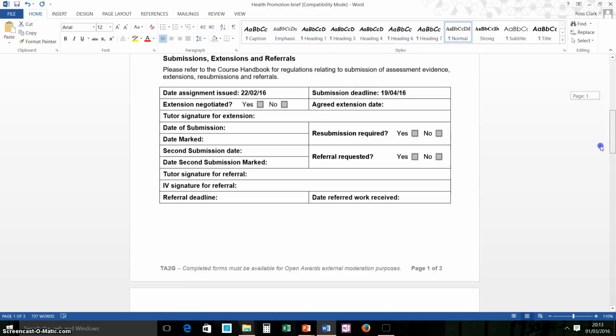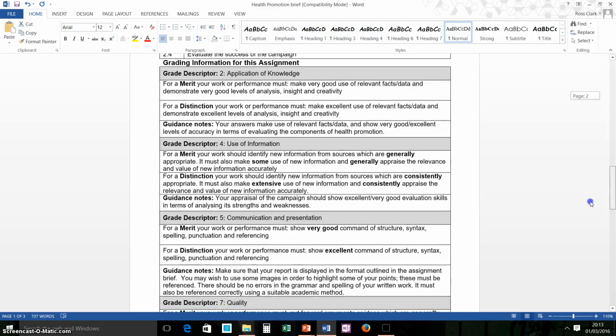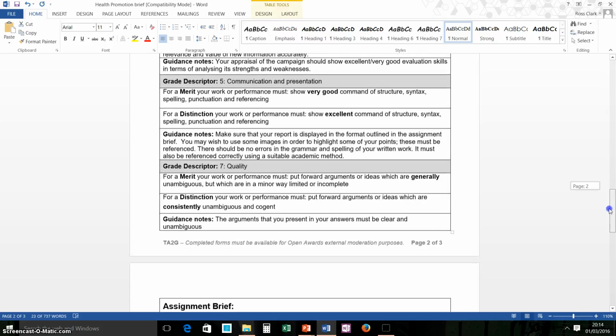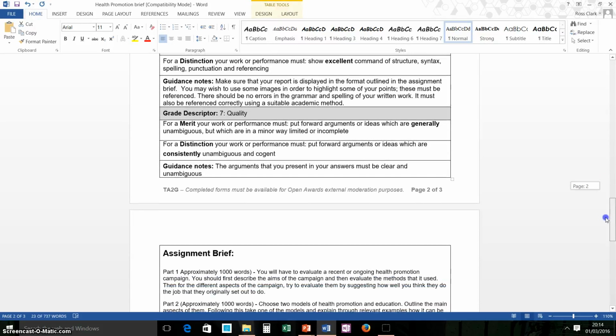So now, in most units so far you will have been given a different set of grading descriptors. In this unit it's application and knowledge, and your assignment brief explains what that refers to. It's use of information, which will probably be a new one, but that's looking specifically at your analysis of a campaign, and communication and presentation and quality.